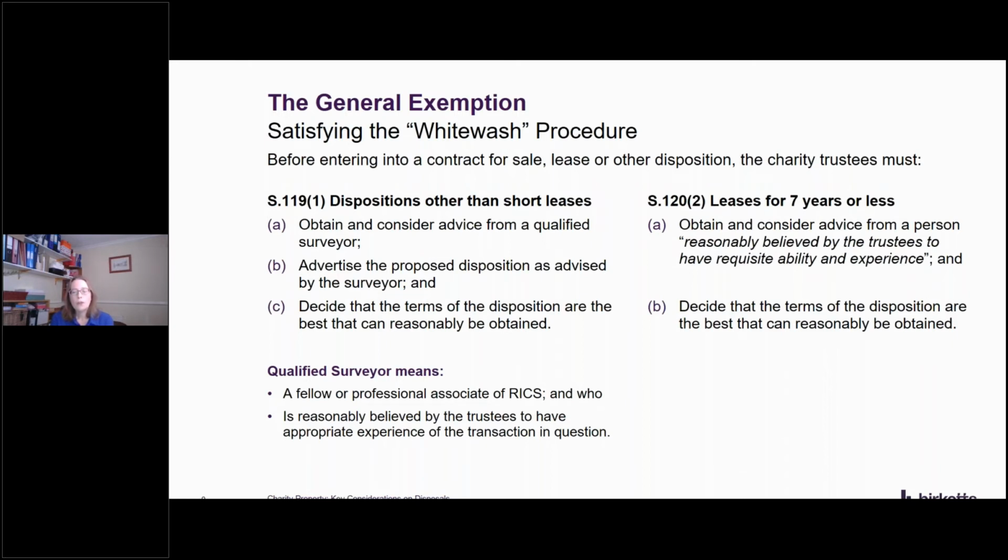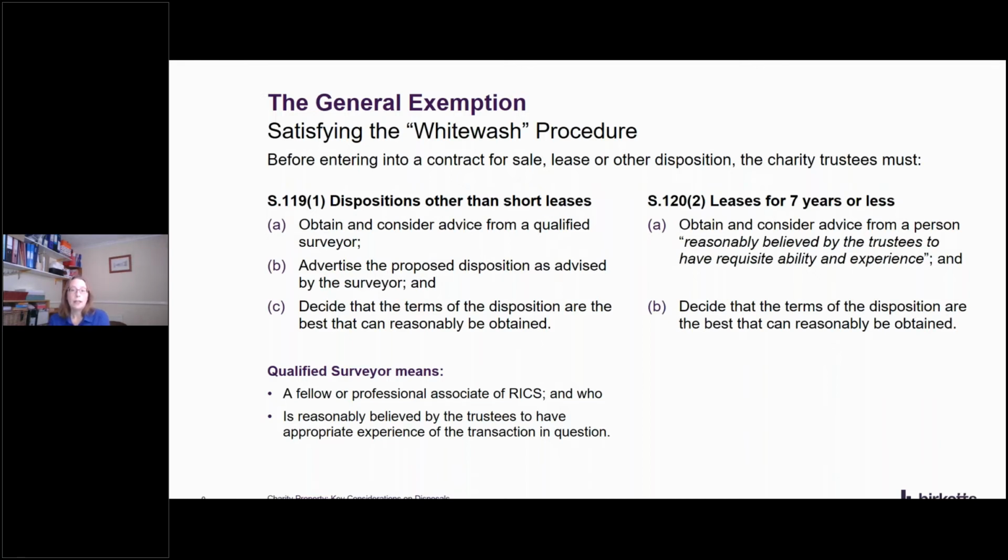The one we're probably most familiar with is the qualified surveyor's report. So whenever you have a disposition, which is for a freehold sale or a lease where it's more than 7 years, you must obtain and consider the advice of a qualified surveyor. You must advertise the disposition as the surveyor advises and recommends, and the trustees must consider that report and then decide that the terms of the disposition are the best that the charity can reasonably obtain.